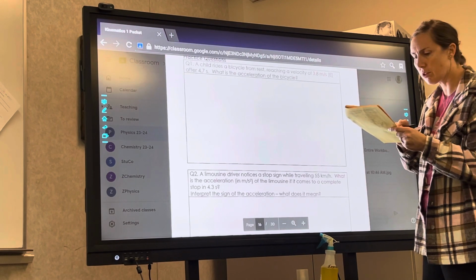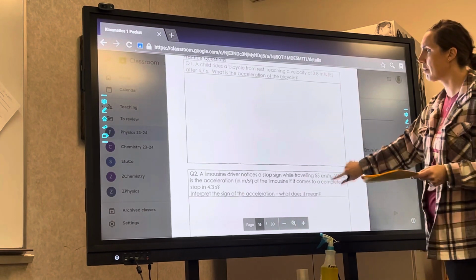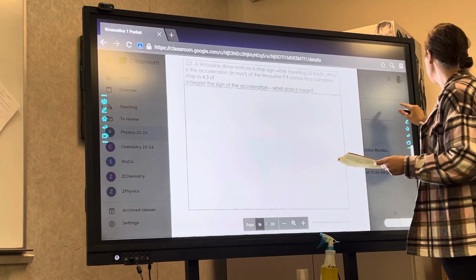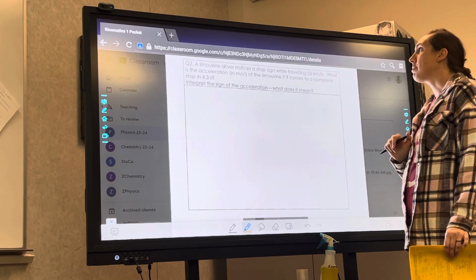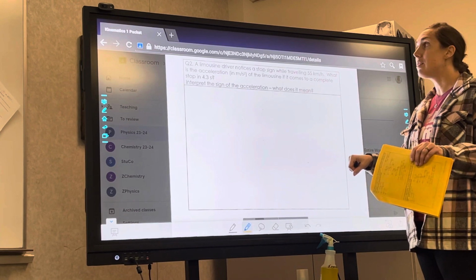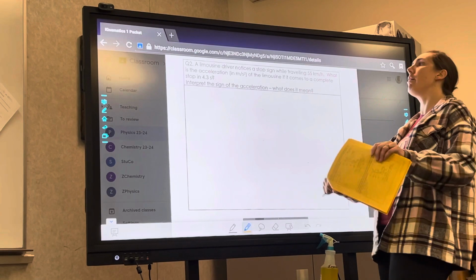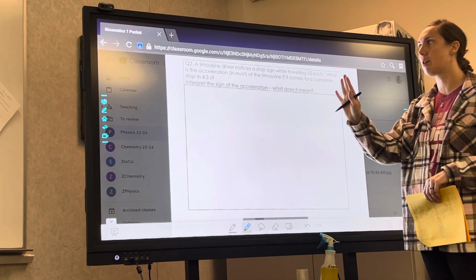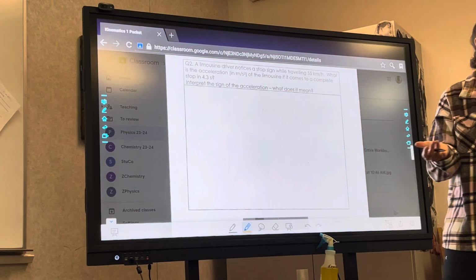Okay, let's go to question number 2. So we did a child. Okay, we're doing the limousine. This will be our last question for the day. A limousine driver notices a stop sign while driving 55 kilometers per hour. What is the acceleration of the limousine if it comes to a complete stop in 4.3 seconds? Sounds like he slammed on his brakes. Okay, interpret the sign. What does it mean? We talk about this all the time, that's fine.